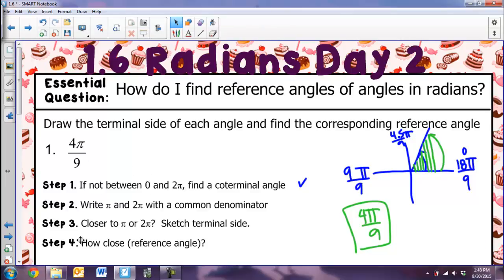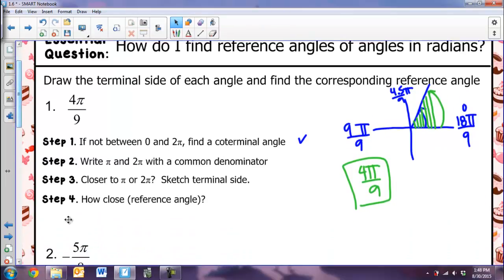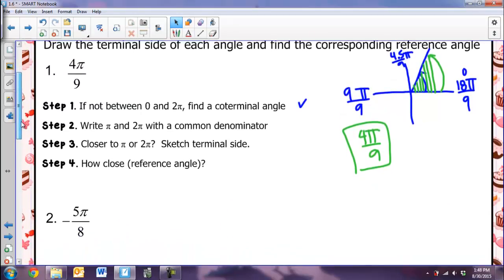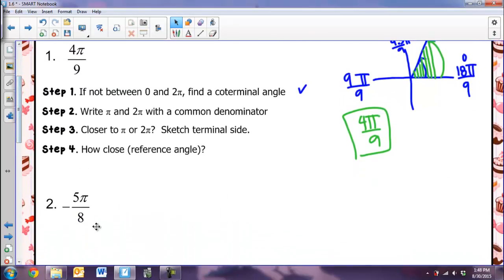So 4 steps, that's your reference angle. I believe there's not a step 5. Okay, good. So let's try this a few more times, and we'll definitely try this with one that's maybe not as simple. So number 2, negative 5 pi over 8. Step 1, we have to make sure it's between 0 and 2 pi. Now, this one is not technically between 0 and 2 pi because it's negative.